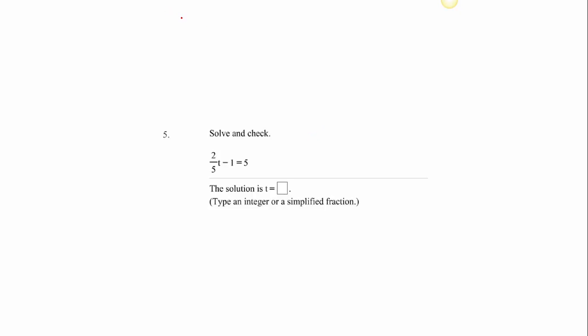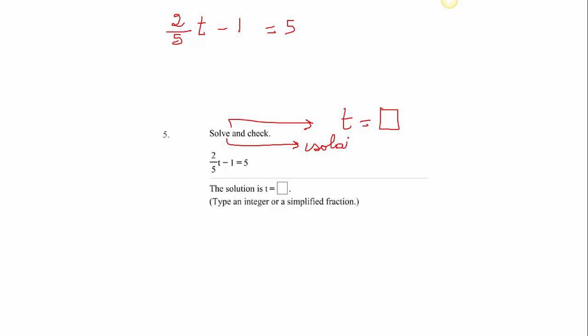Solve and check. Here we have 2 over 5 t minus 1 equals 5. Every time they ask you to solve, you need to have the final answer written as t equals some numerical number. So solve means you have to isolate t in this case. That's what solve means. Check: you can substitute the value of t in the given equation and see if it's a true statement, satisfies the given conditions.